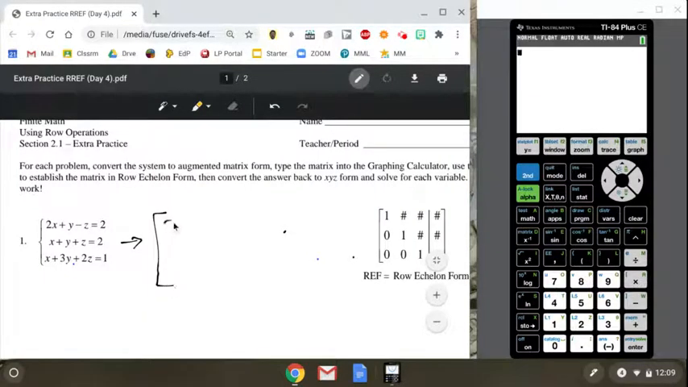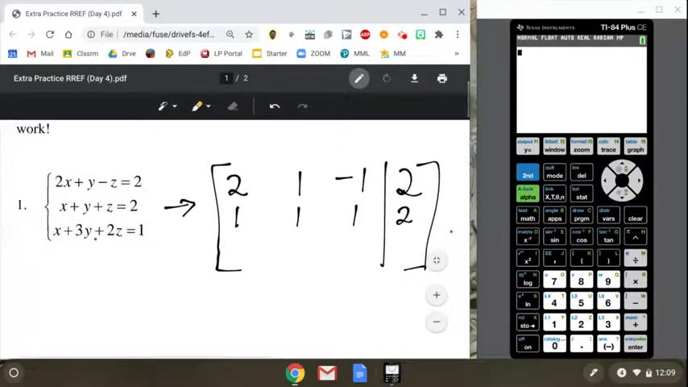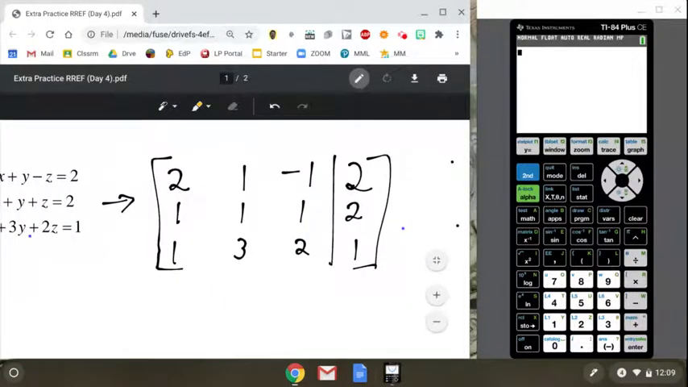Here we go. 2, 1, negative 1, and 2. 1, 1, 1, and 2, and then 1, 3, 2, and 1. And that's what I'll type into my calculator here.